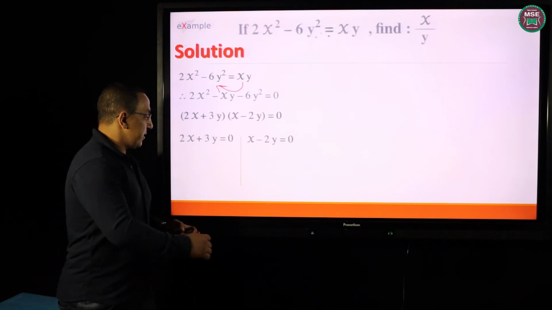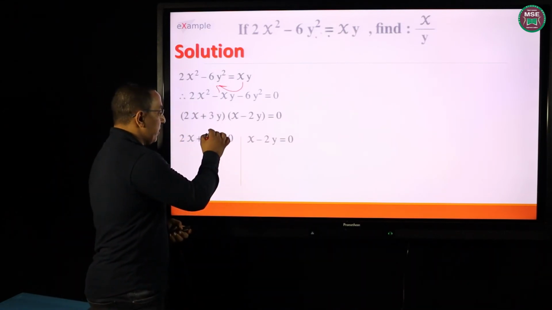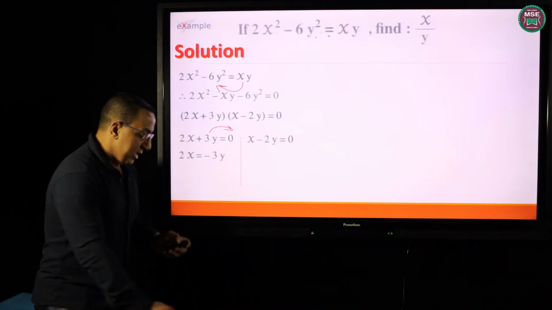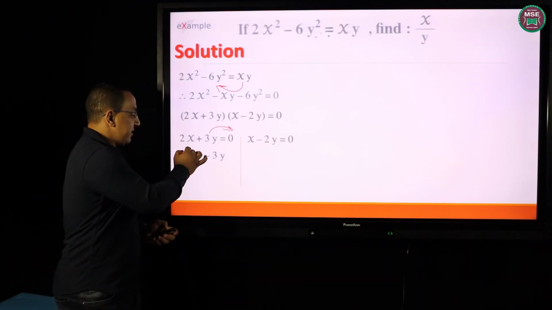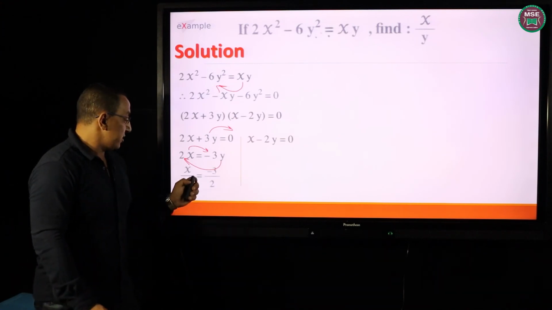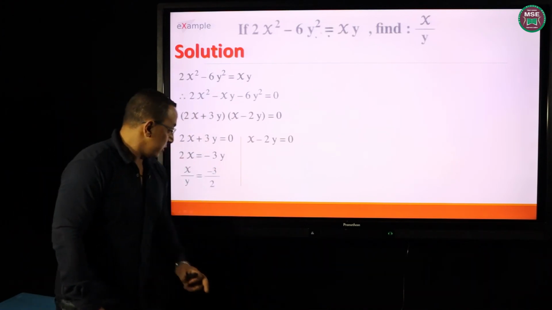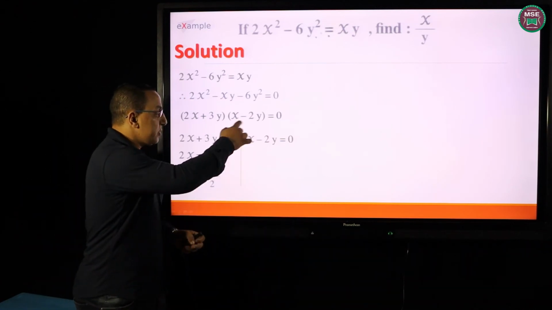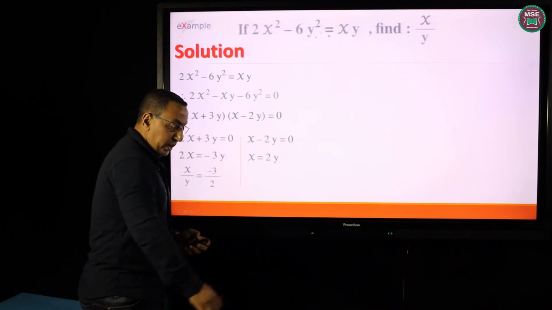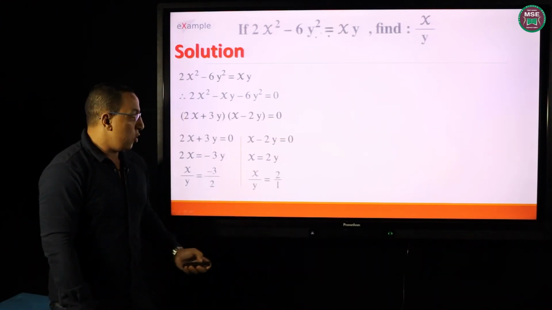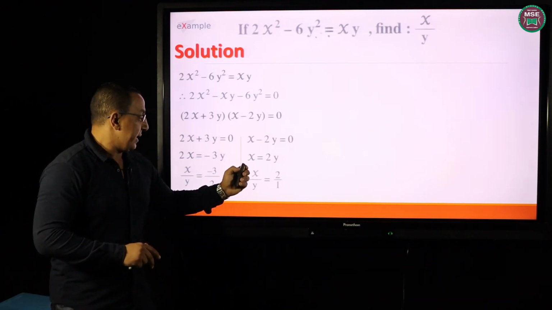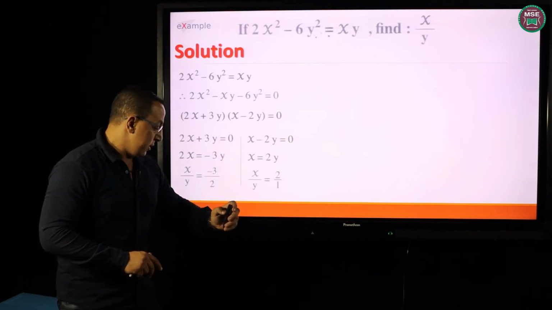I'm going to send 3y to the other side like this. It will be 2x equals negative 3y. By using the previous property, x takes negative 3 and y takes 2, so x over y equals negative 3 over 2. And here I'm going to send negative 2y to the other side, and x takes 2 and y takes 1, so x over y equals 2 over 1. So I have two possible values: x over y equals negative 3 over 2, or x over y equals 2 over 1.